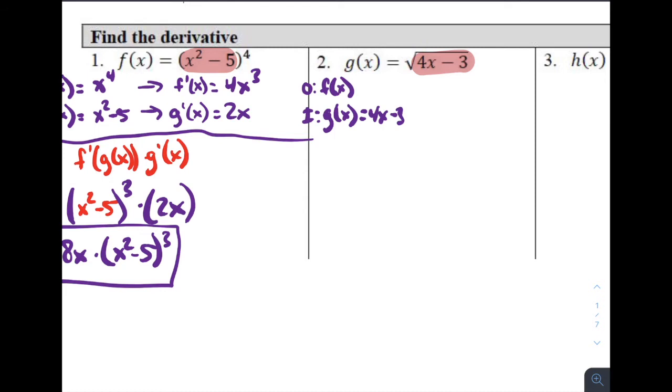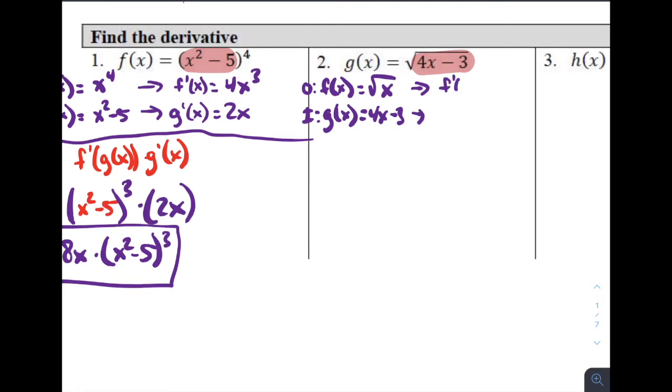Well, what is that inside of? Well, it's inside of this square root function. And so our outside here is going to be the square root of x. And we know that that's the same thing as x to the 1/2 from chapter 2. But let's take the derivatives of each of these.